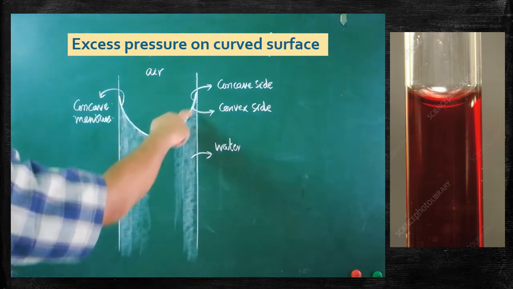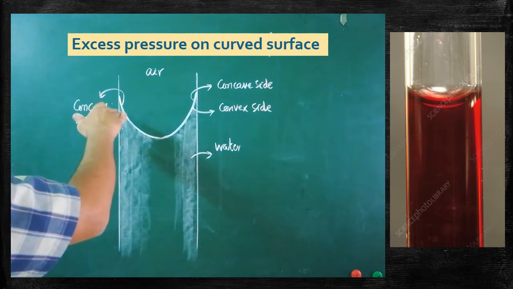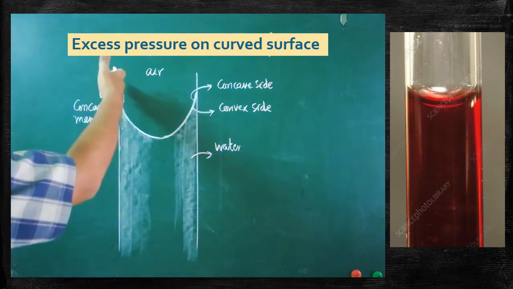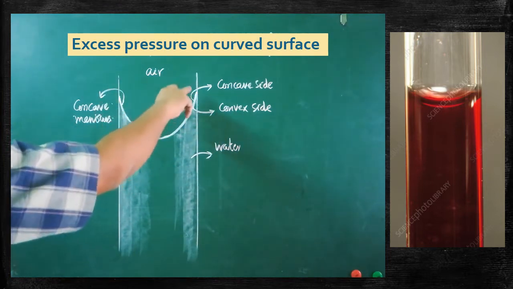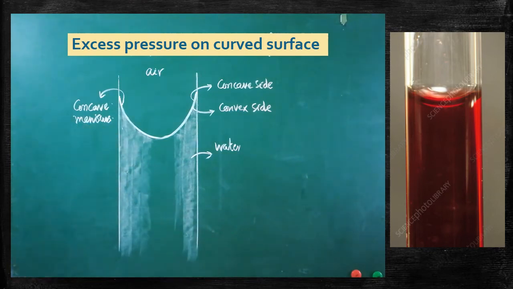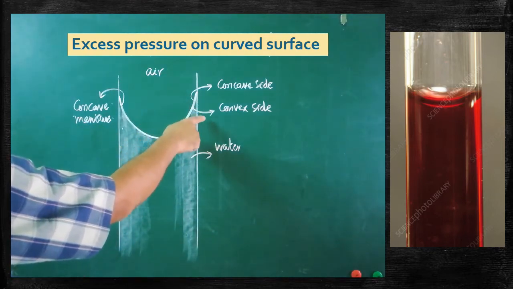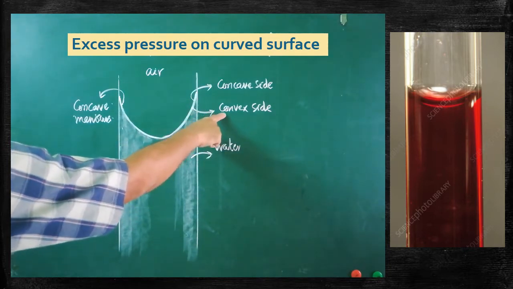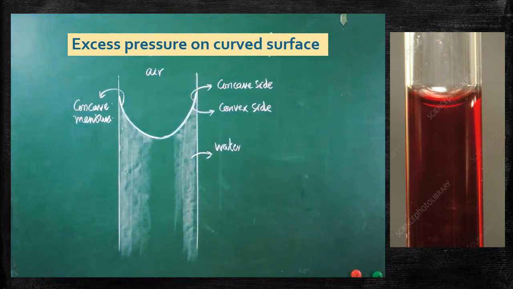This kind of meniscus is called concave meniscus. The surface won't be flat in nature, it won't be plain. You can see some curved surface. Here the two sides have to be identified properly. The lower part can be called the convex side, the upper portion can be called the concave side. And we will see whether any excess pressure is there or not.